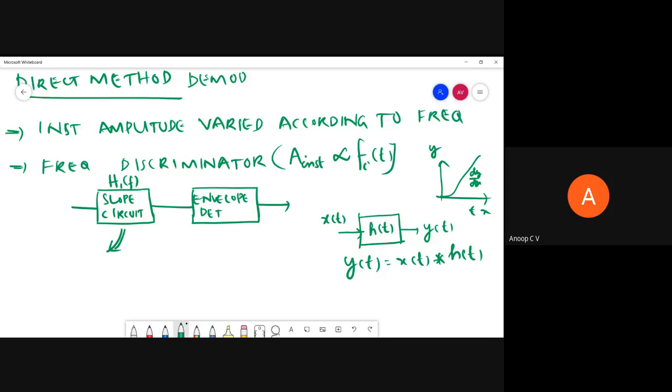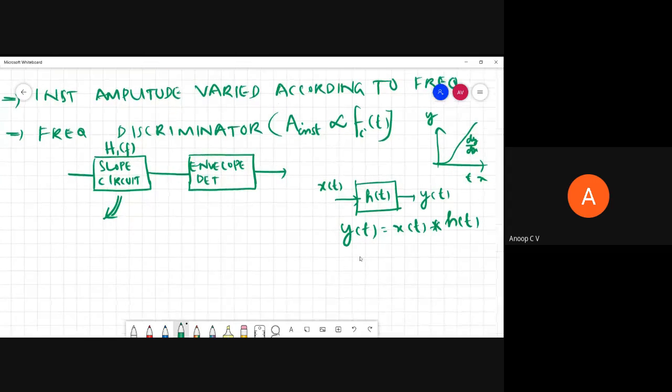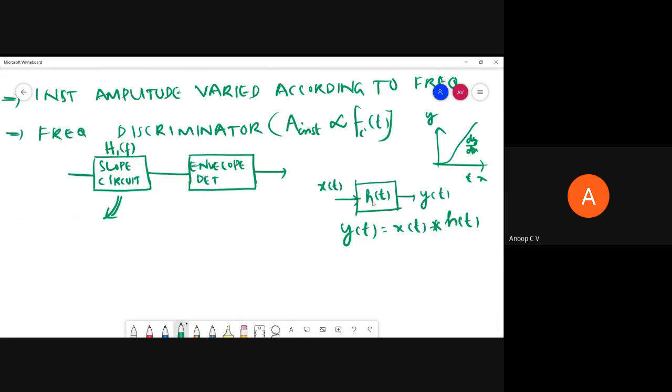If you take the frequency response of this, normally the transfer function is the Laplace transform or Fourier transform of h of t, H of s or H of f. If you transform this into the frequency domain, you will get Y of f equal to X of f times H of f. So the transfer function is the Fourier transform of our impulse response h of t. Now I'm calling the transfer function of the slope circuit H1 of f.